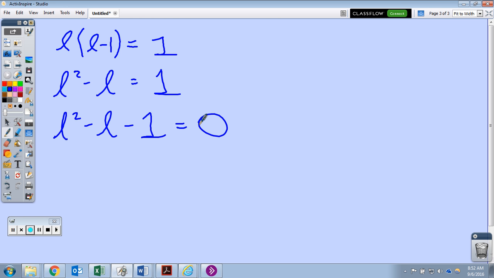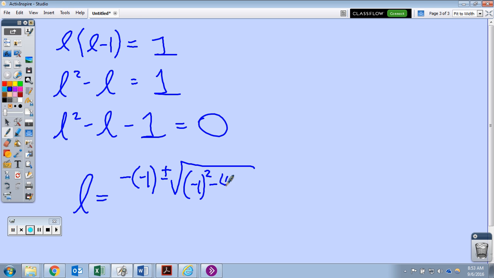That looks like the scenario we're in, because I can't think of any factors of -1 that sum to -1. You'd be stuck at -1 plus 1, which is 0, which is not -1. So you have to go into the quadratic formula, which says that L would be equal to negative b, so we have -(-1), plus or minus the square root of b squared minus 4ac, all over 2a. Just applying the quadratic formula. You guys need to have this memorized.